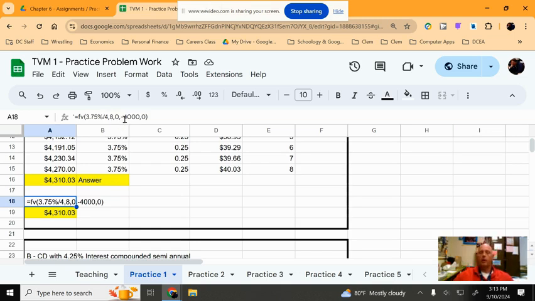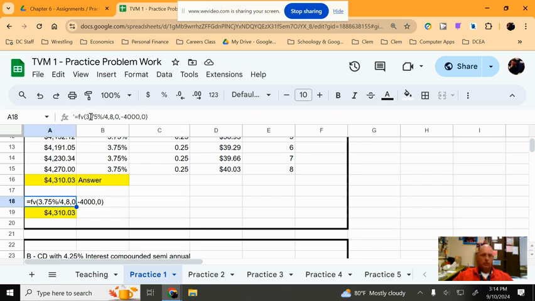Am I putting any more money in? Am I letting any of it leak out? Nope, so payment's going to be 0. My present value, I choose to go with a negative 4,000, like I'm taking money out of my pocket and giving it to the bank. That'll in turn give us an answer with a positive number. And then my type is 0.